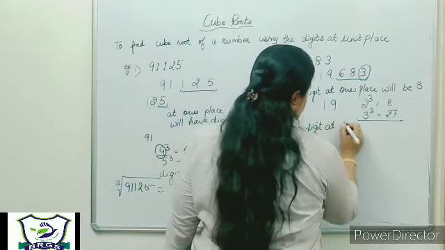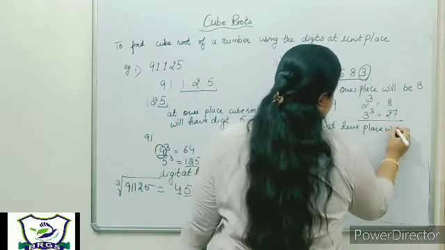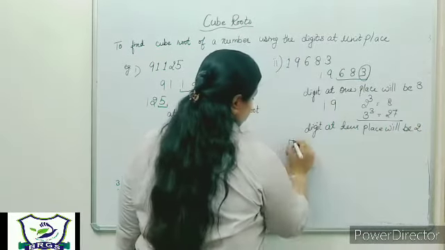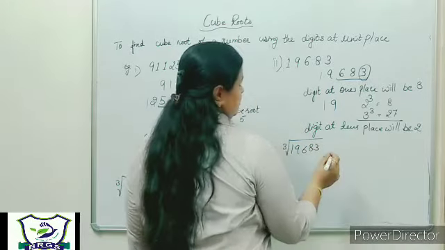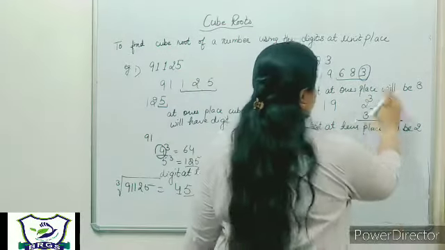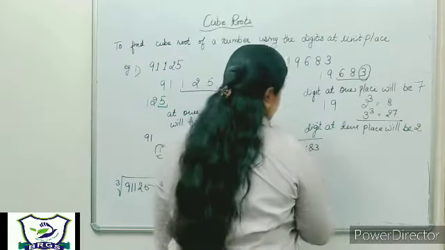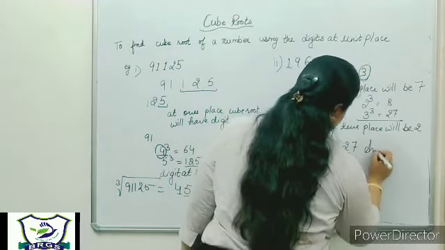So the digit at the tens place will be 2. So the cube root of 19683, the digit at the ones place will be 7. So the cube root of 19683 will be 27. This is your answer.